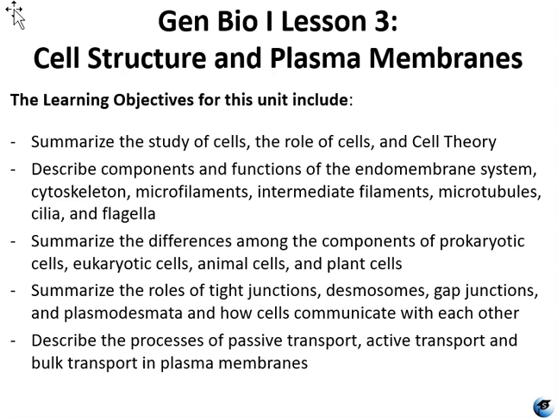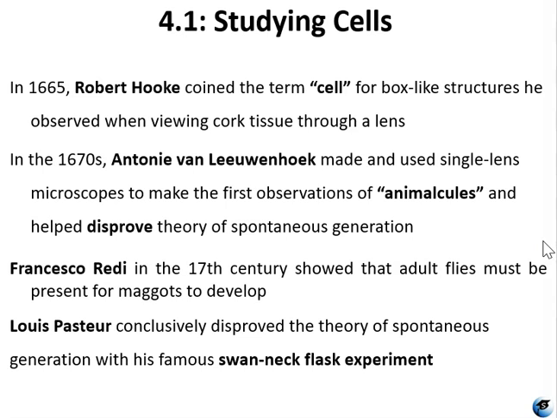In this lesson, we will discuss the study of and the role of cells, cell theory, components of and functions of the endomembrane system, cytoskeleton, microfilaments, intermediate filaments, microtubules, cilia, and flagella. We'll also talk about differences between prokaryotic, eukaryotic, animal, and plant cells, the roles of tight junctions, desmosomes, gap junctions, and plasmodesmata, how cells communicate with each other, and the processes of passive transport, active transport, and bulk transport in plasma membranes.